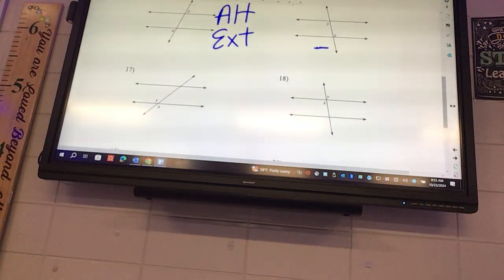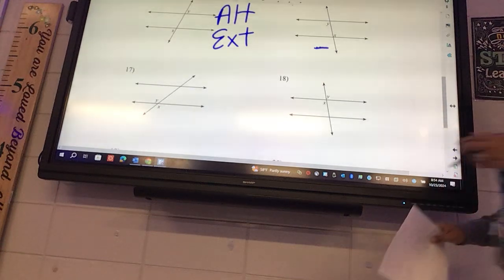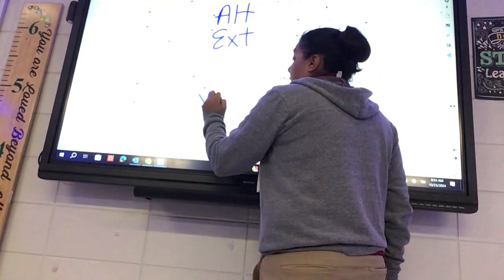Okay, 17. Where is the X? Outside, so exterior. Where's the Y? Inside. So we have one inside, one outside. What are our two answer options? Corresponding or vertical. Which one are they? Vertical. They're across from each other.